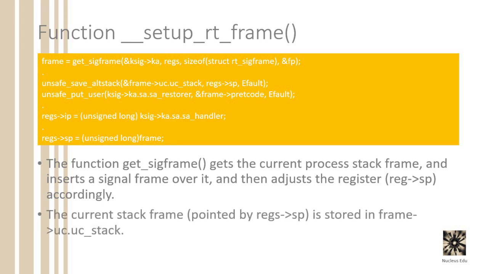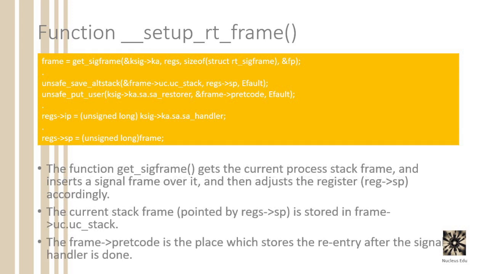After that, you can see that the adjusting of the stack pointer is basically done in the last line. get_sig_frame creates the signal frame, but it does not update the SP. Before doing that, the current processor stack pointer is stored in the second line. You see here unsafe_save_all_stack, which is where your current frame, the current processor stack pointer, is saved into frame's uc_stack.